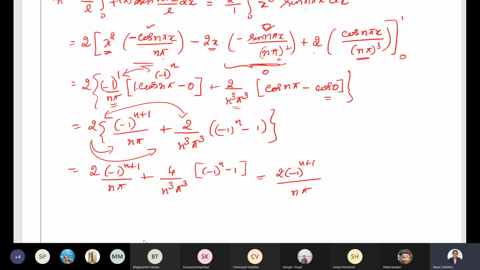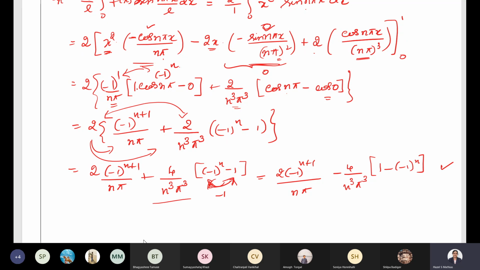In the answer, what they have done is they have rearranged these two terms by taking minus outside. So if I take minus 1 outside from these two steps, what happens then? It becomes minus 4 by n cube pi cube into 1 minus minus 1 power n. If I take minus 1 outside from these two terms, it will be 1 minus minus 1 power n. This is what we get.